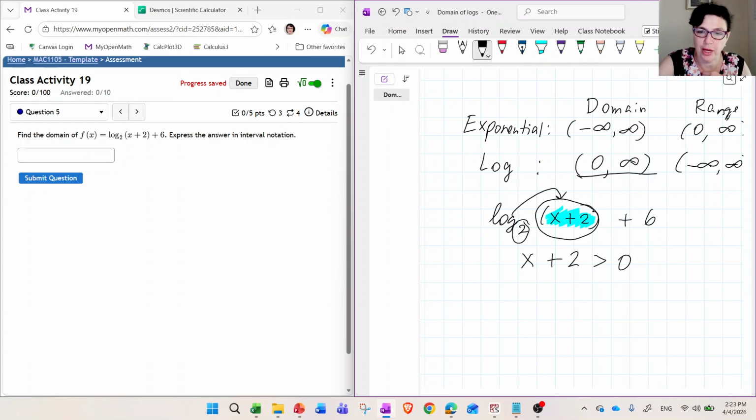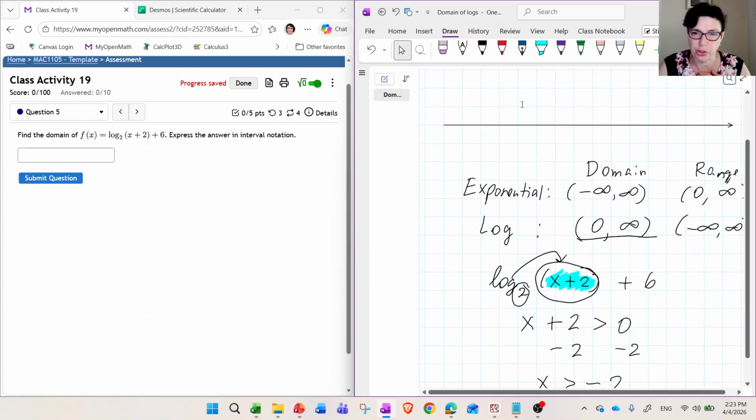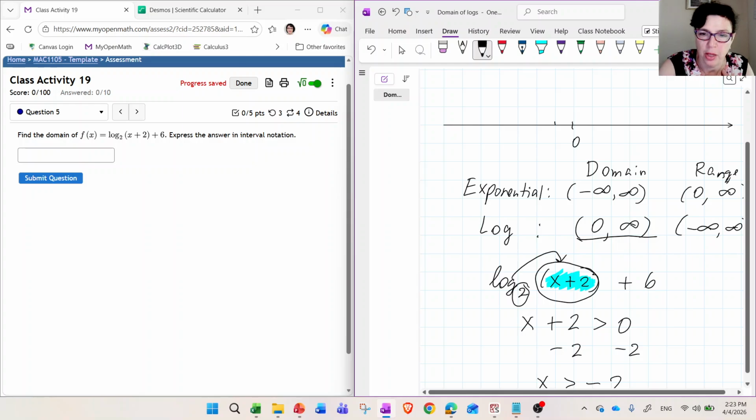Okay, how do we solve that? If I subtract 2 from both sides, the inequality sign does not change if you add or subtract numbers on both sides. That's just going to give me x greater than negative 2. Now, how do I express that on the number line? I have a number line drawn here. Just imagine that this is 0, this is, say, negative 1, and this is negative 2.